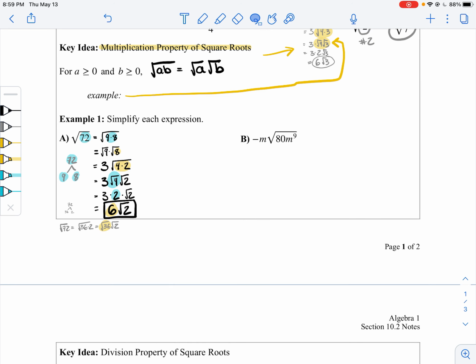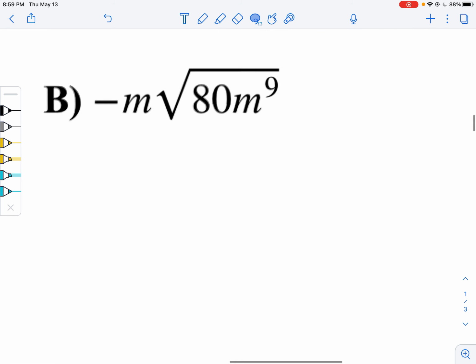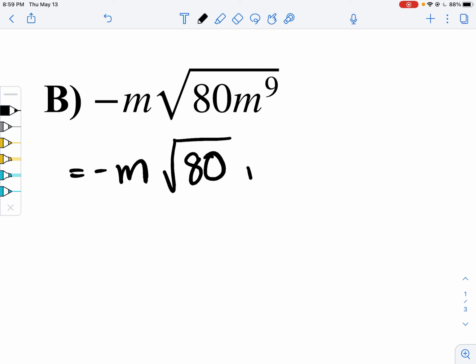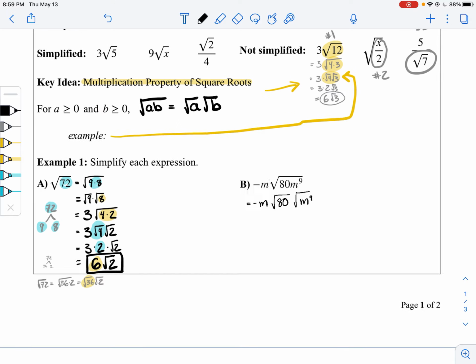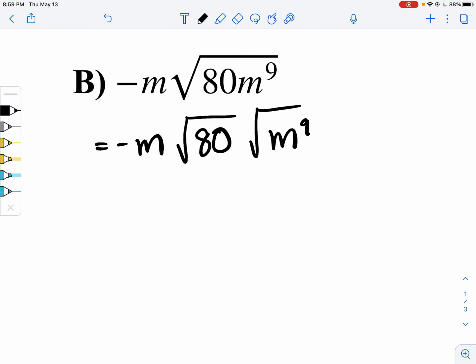Now, sometimes you gotta really work with it. Oof, let's figure this guy out. Well, we're gonna keep the negative m the same, and then we're gonna break this guy up already, square root of 80 and the square root of m to the 9th power. Now we're gonna look for square roots, because we don't have any fractions, so that's really nice.